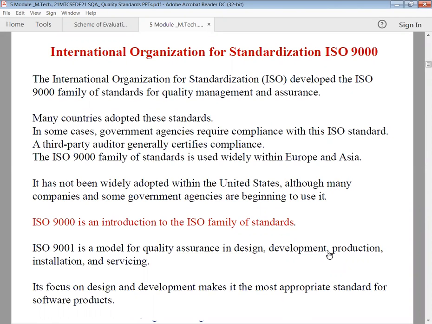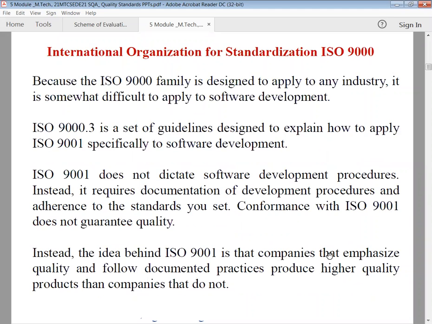Its focus on design and development makes it the most appropriate standard for software products. So in the software industry also, we are going for ISO standards. If your product is ISO standardized, ISO certified, then the brand name will automatically increase and it will be reachable to most of the people, who will come and purchase your software because it has its own standard.